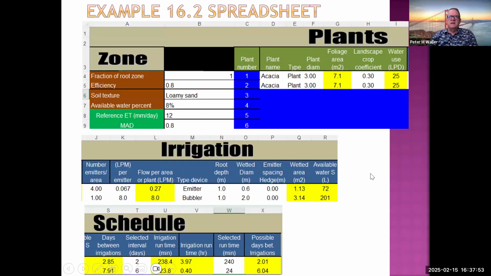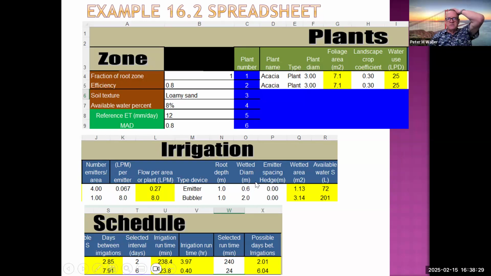This is the spreadsheet. So like I said, I only calculated 25 liters per day without the efficiency number. And then you put in the plant diameter, the landscape crop coefficient, the number of emitters. And so for the drip, it's 4. For the bubbler, it's 1. Then here's the liters per minute per emitter. So this is the 4 liters per hour, which is 0.067 liters per minute. Here's the 8 liters per minute for the bubbler. And so this would be the flow per plant. So it's 4 times 0.067, and this one is just 8.